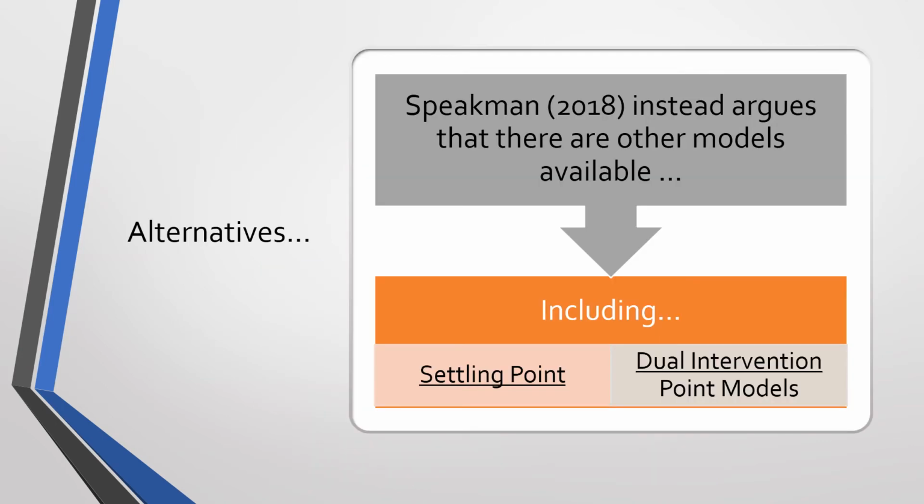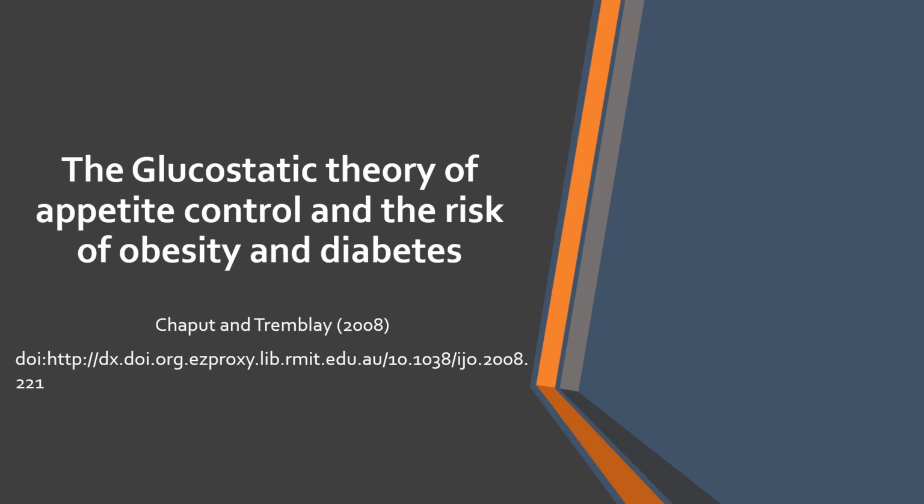Alternatively, Speakman argues for the settling point and dual intervention point models, but this presentation doesn't intend to investigate those two models. The next article we'll be looking at is by Chaput and Tremblay, and they look at the glucostatic theory in terms of the risk of obesity and diabetes.